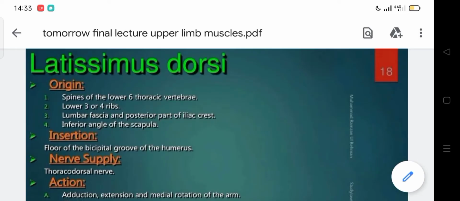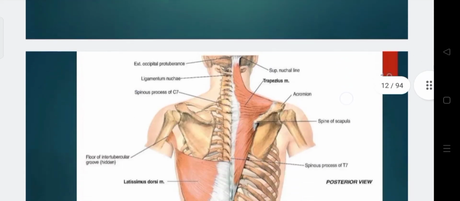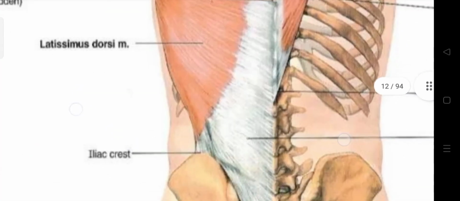Next muscle is the latissimus dorsi muscle. It's also the muscle of the back, and it originates from the spines of the lower six thoracic vertebra, lower three or four ribs, lumbar fascia, and the posterior part of the iliac crest, and also from the inferior angle of the scapula. So in the picture, you can clearly see this.